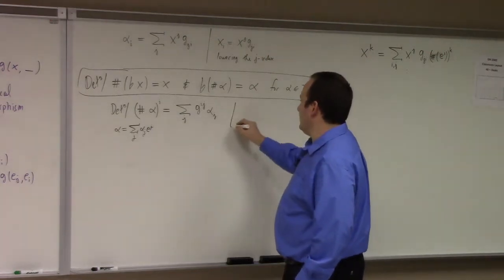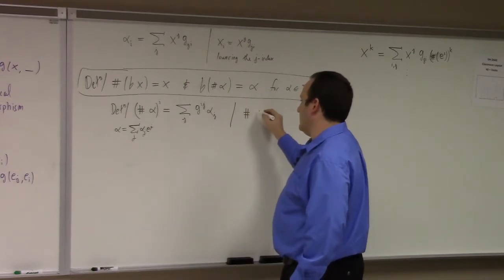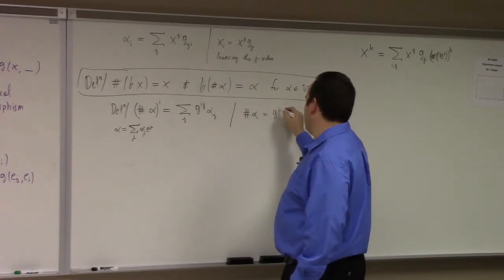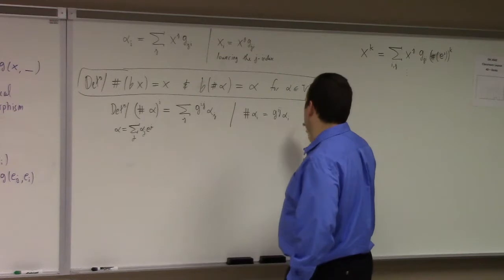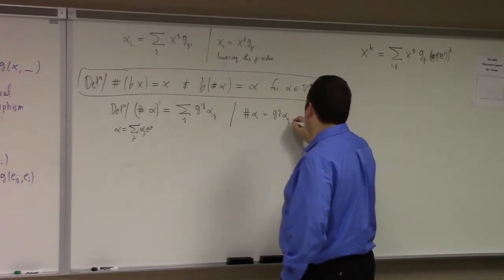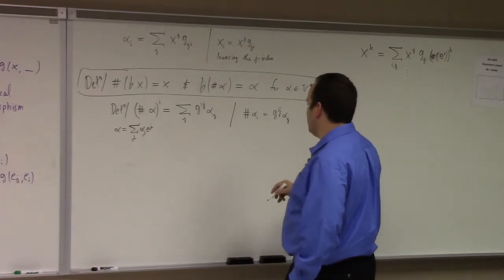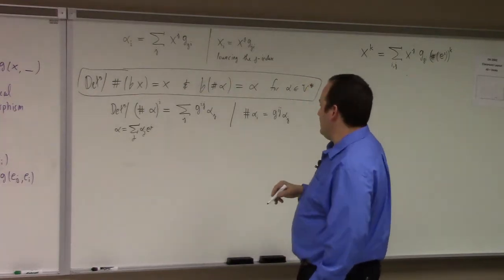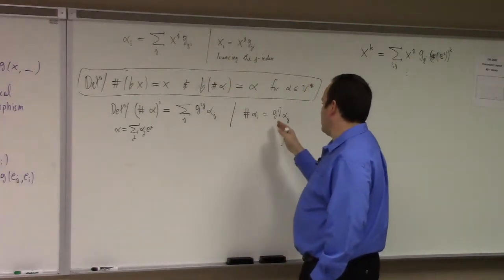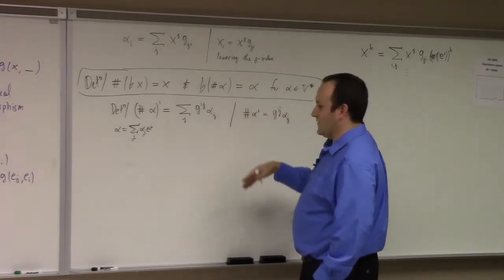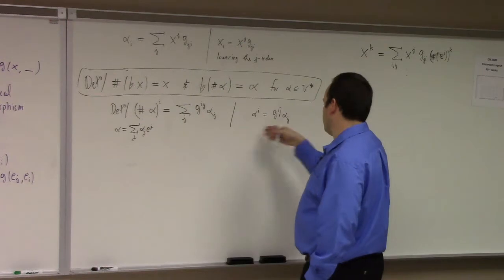Or you might write this, the sharp of alpha sub I is just equal to g i j alpha j, if you're going to use the repeated index convention that when indices are repeated, they're summed over. But in fact, in physics, they wouldn't even write that. They don't even write the sharp. They just say this.